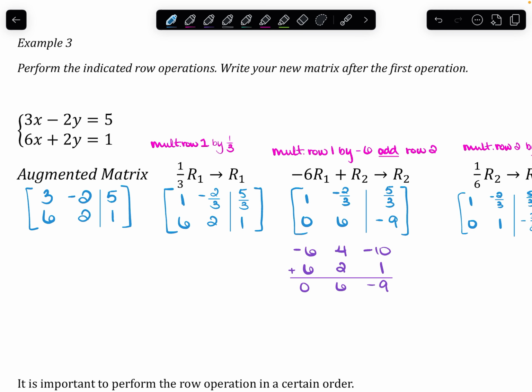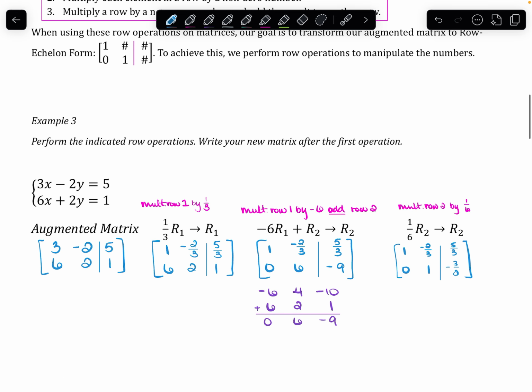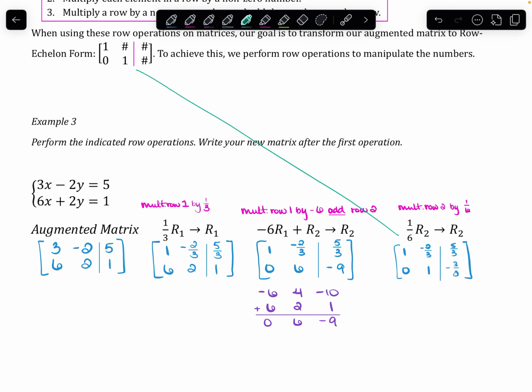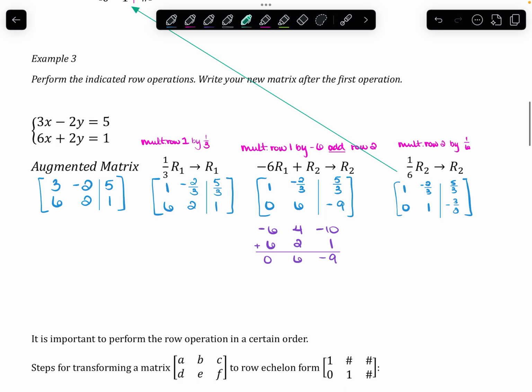So I gave you these row operations in the notes, but what I want you to notice is that the matrix we ended with here on the far right is the row echelon form of a matrix. I've got the 1 in the top left, the 0 below it, and then the 1 next to that 0. The reason we want this is that it allows us to easily back solve to figure out the values of x and y. Now we're going to fully finish the problem to find the solutions for the variables x and y.